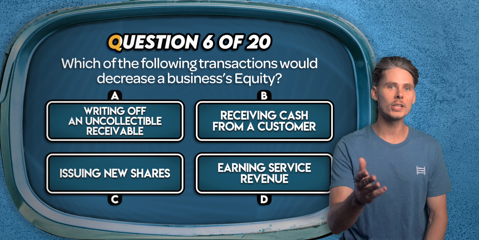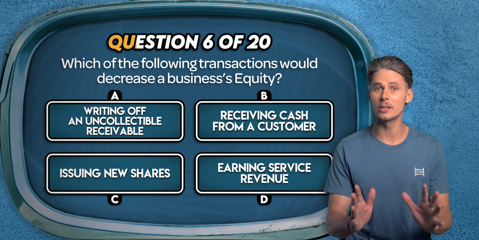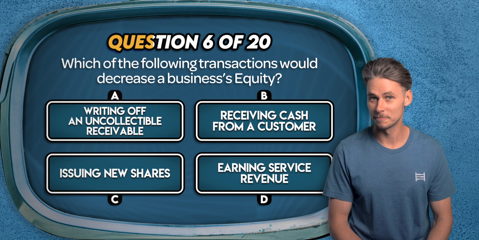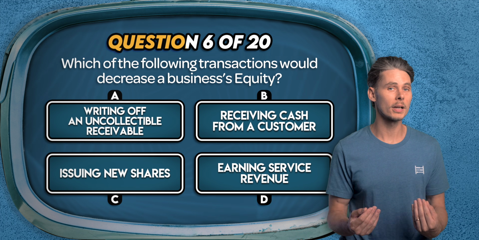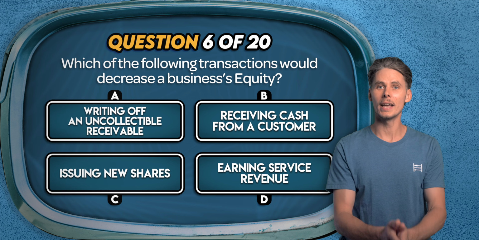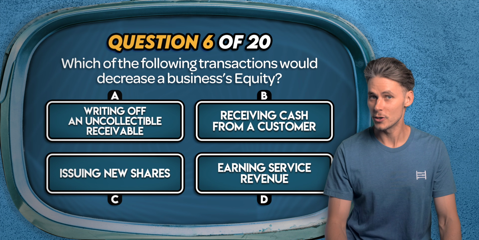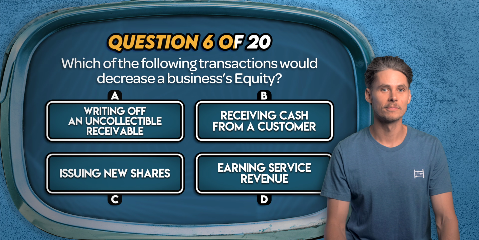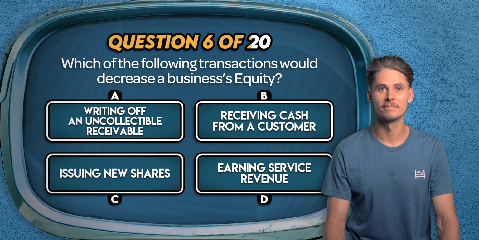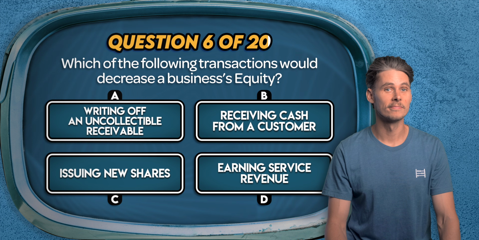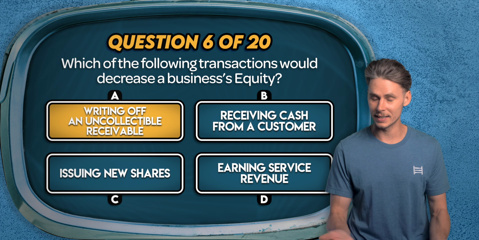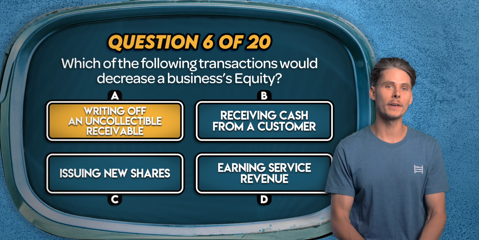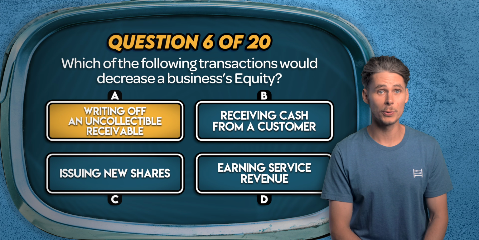Question 6. Which of the following transactions would decrease a business's equity? Is it writing off an uncollectible receivable, receiving cash from a customer, issuing new shares, or earning service revenue? It's A. Writing off an uncollectible receivable creates an expense, which reduces profit and therefore equity.